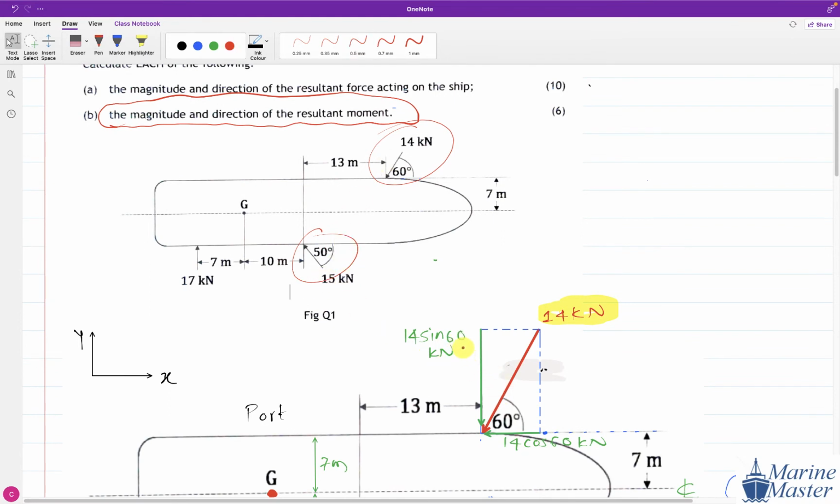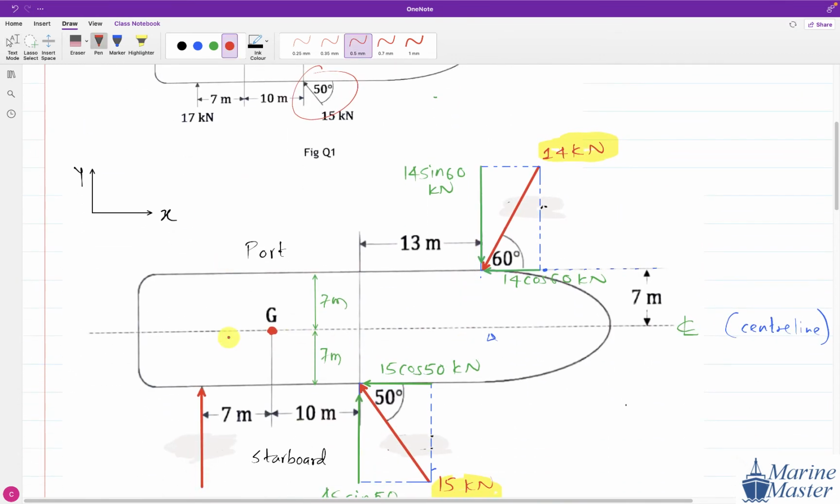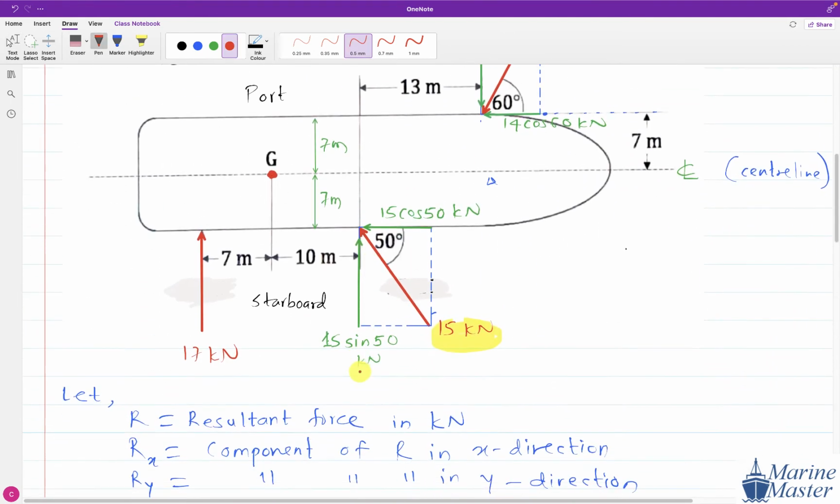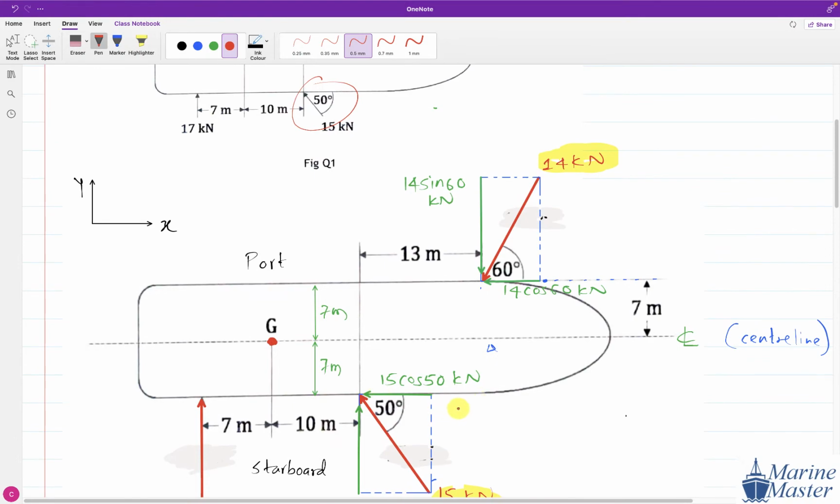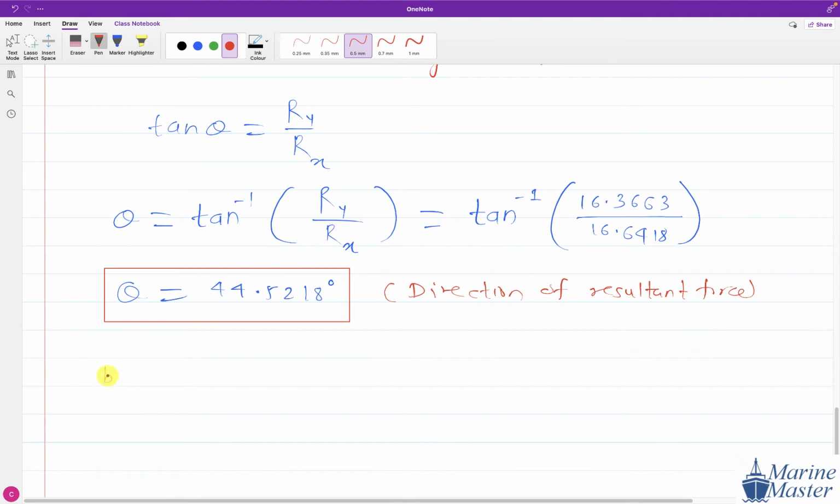Now moment will be generated about the G point. Ship is going to turn about this center of gravity G. So we have to find out resultant moment, and we have seen moment means force into perpendicular distance. So how to get a resultant moment? In B part, our target is to find out resultant moment. About which point will that resultant moment be?